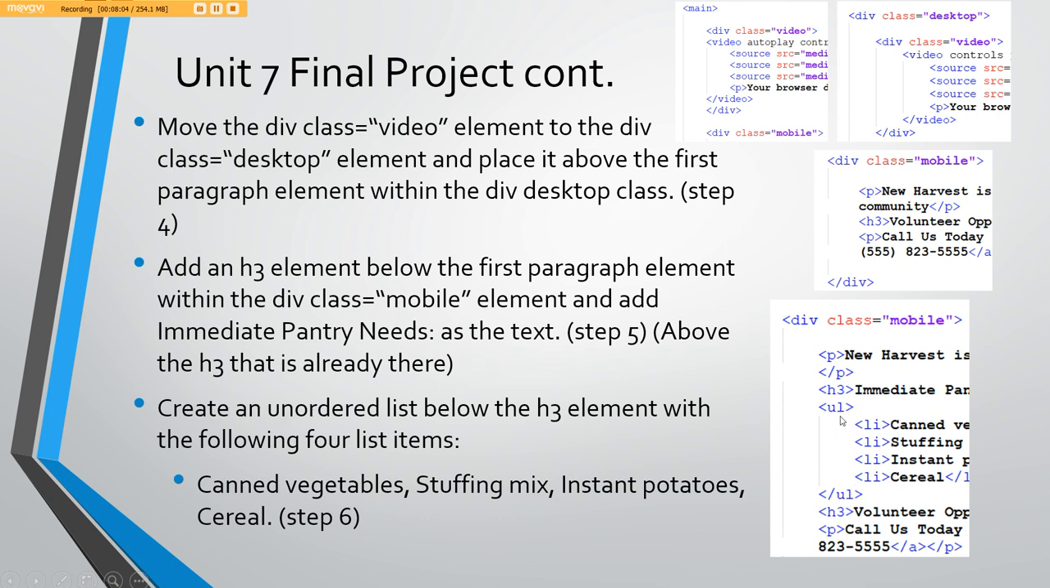This is our unordered list. And these are our list items, which are canned vegetables, stuffing mix, instant potatoes, and cereal. Now we're adding this to the mobile. That means the only time this shows up is when you're on a mobile device.